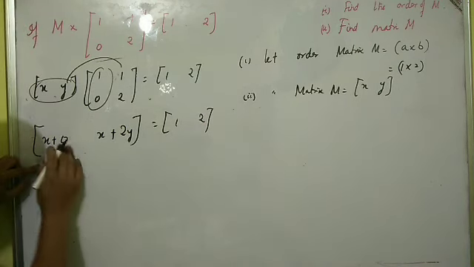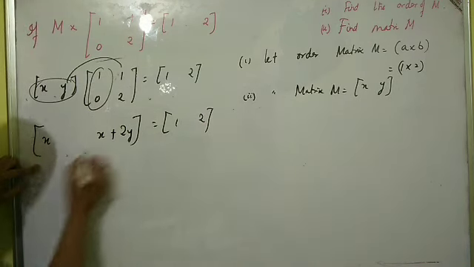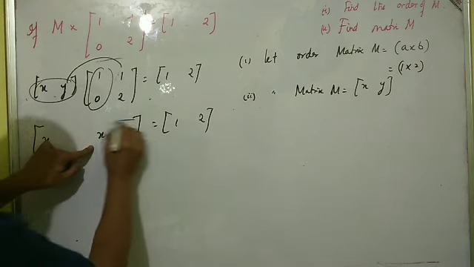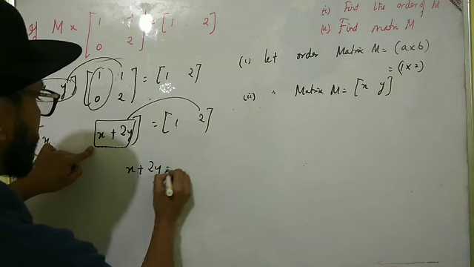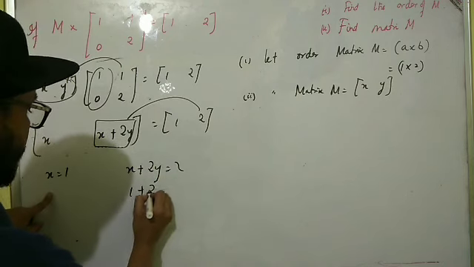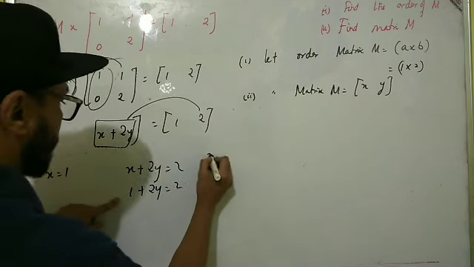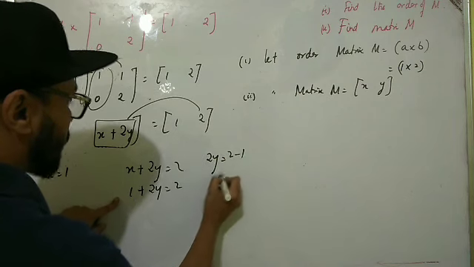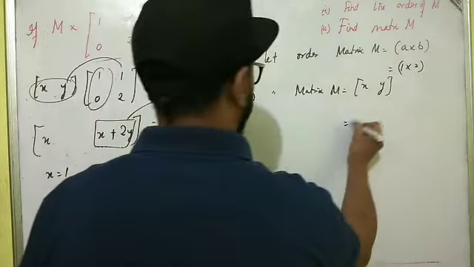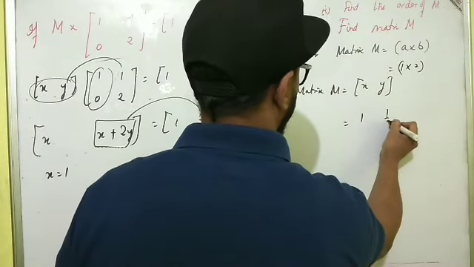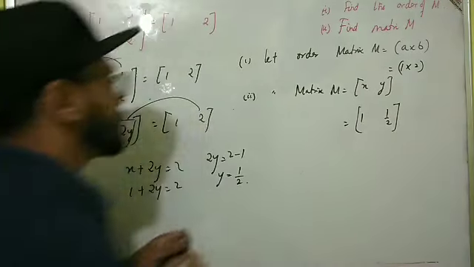Now X plus 0 is X, so X is equal to 1. Now let's take this one, equating the element on both sides is equal to 2. Now X is 1, let's put it here. So 2Y is equal to 2 minus 1, so Y is equal to 1 by 2. So here 1 and 1 by 2 is the answer.